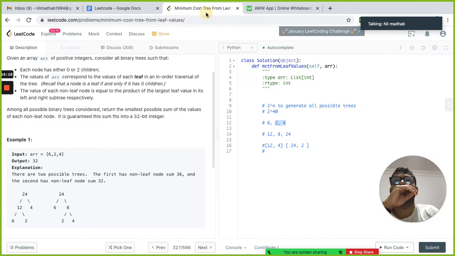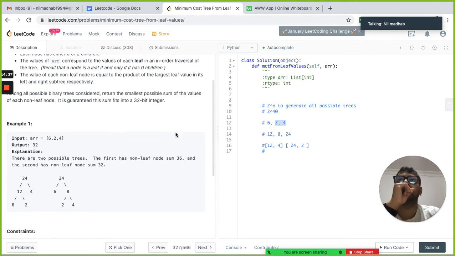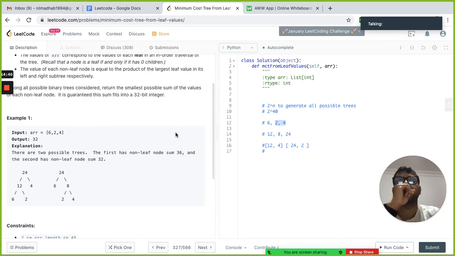But that might not be the right approach to solve the problem. Maybe there is an easier way. We don't have to make the tree, because if you make the tree it can be a bit complicated. Can you solve it without making the tree? Like just array manipulation?